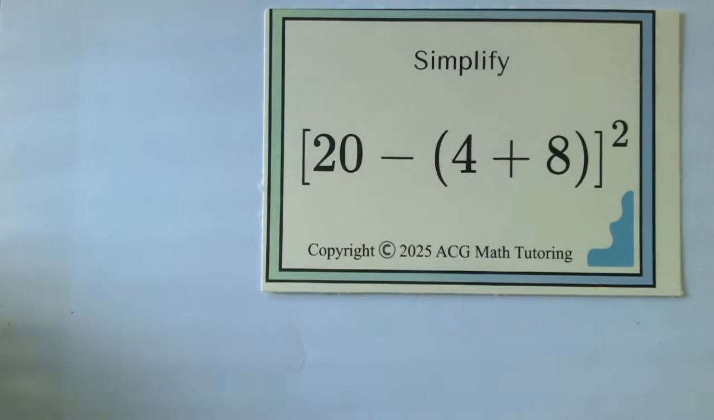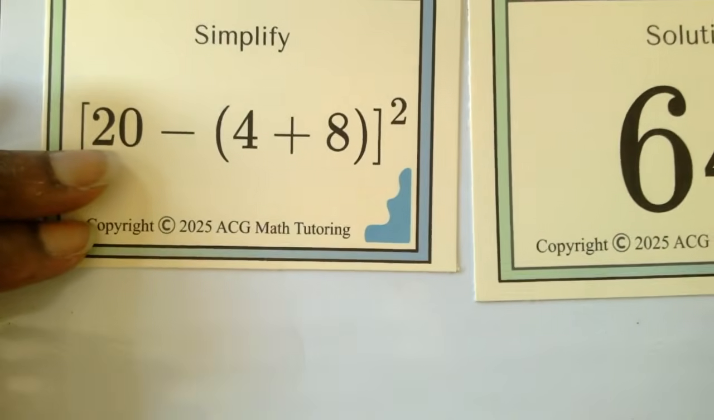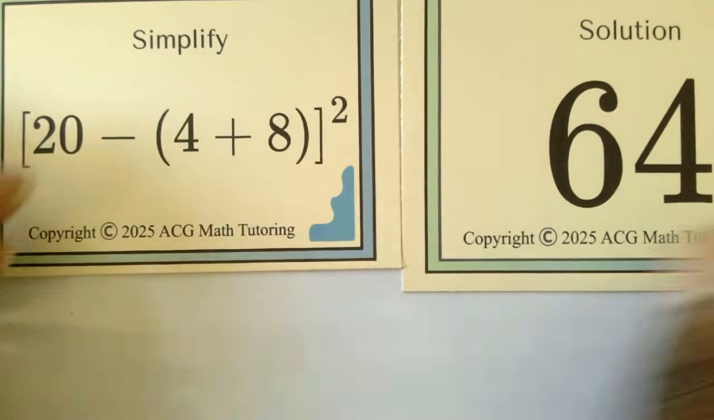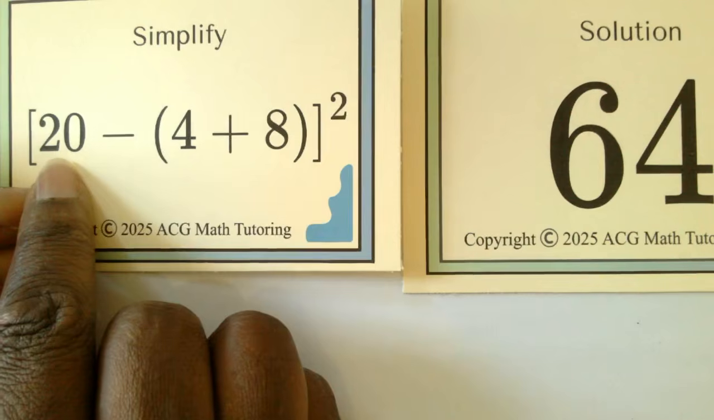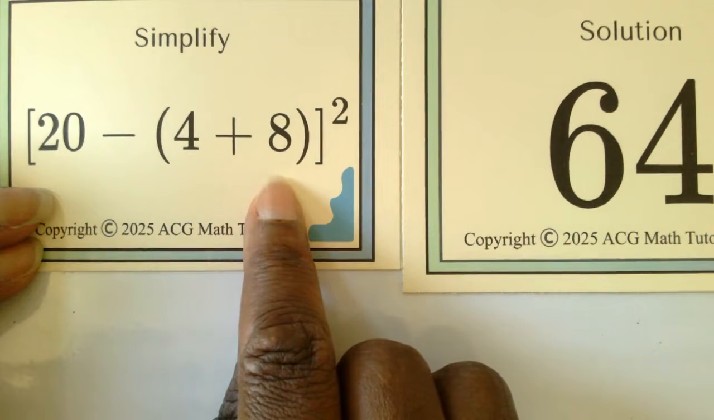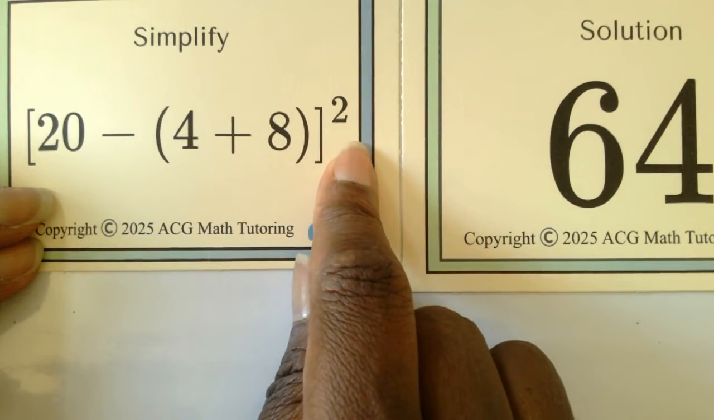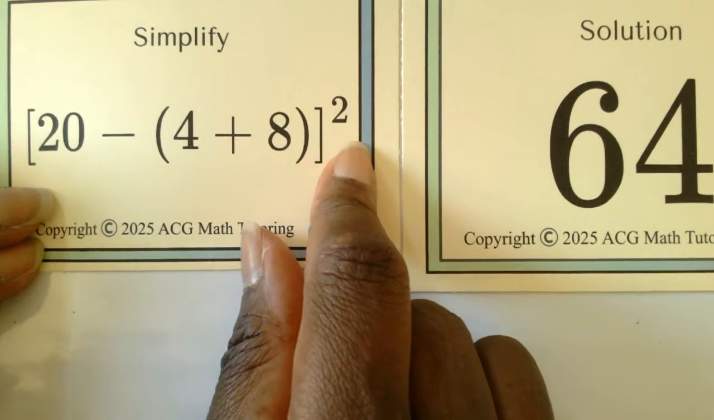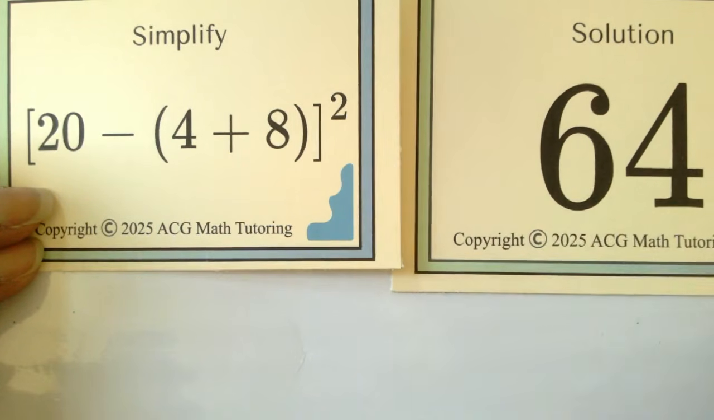Okay, so let's take a look. Tay, I see you. Grace, I see you. So our answer should be the 64. Taking the acknowledgement, we're doing what's inside the parenthesis. 4 plus 8 gives me my 12. 20 minus that 12 gives me 8. And 8 squared, it's not going to be 16. That's 8 times 2. 8 squared means 8 times 8. That's where the 64 came in.